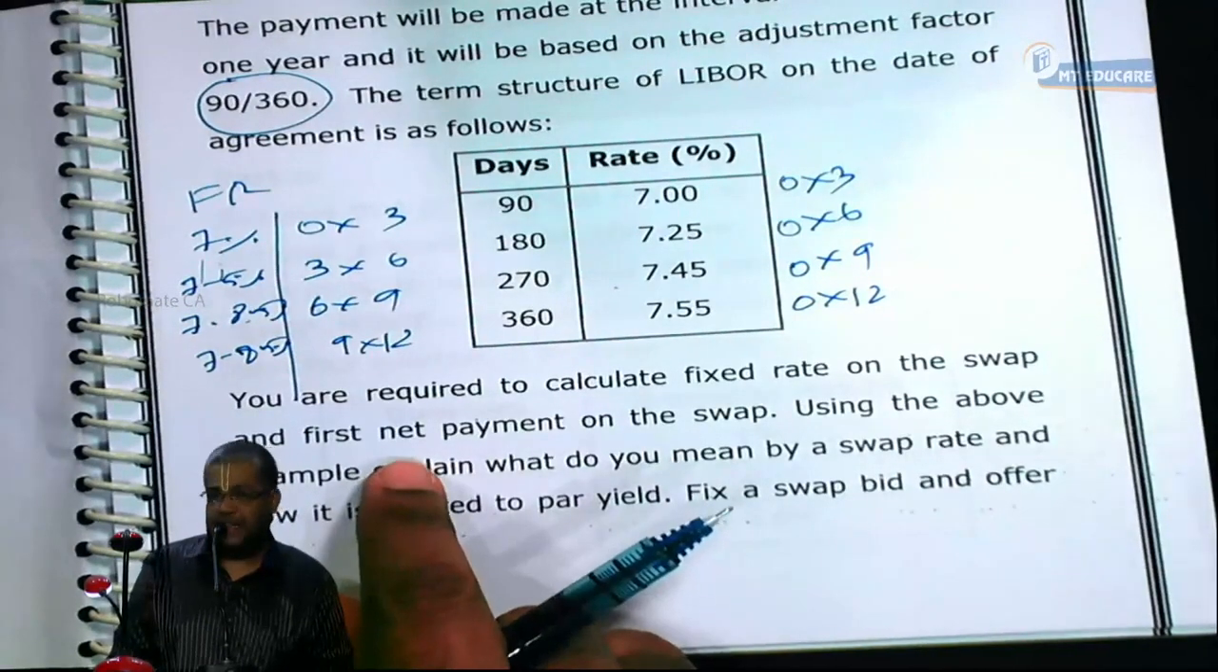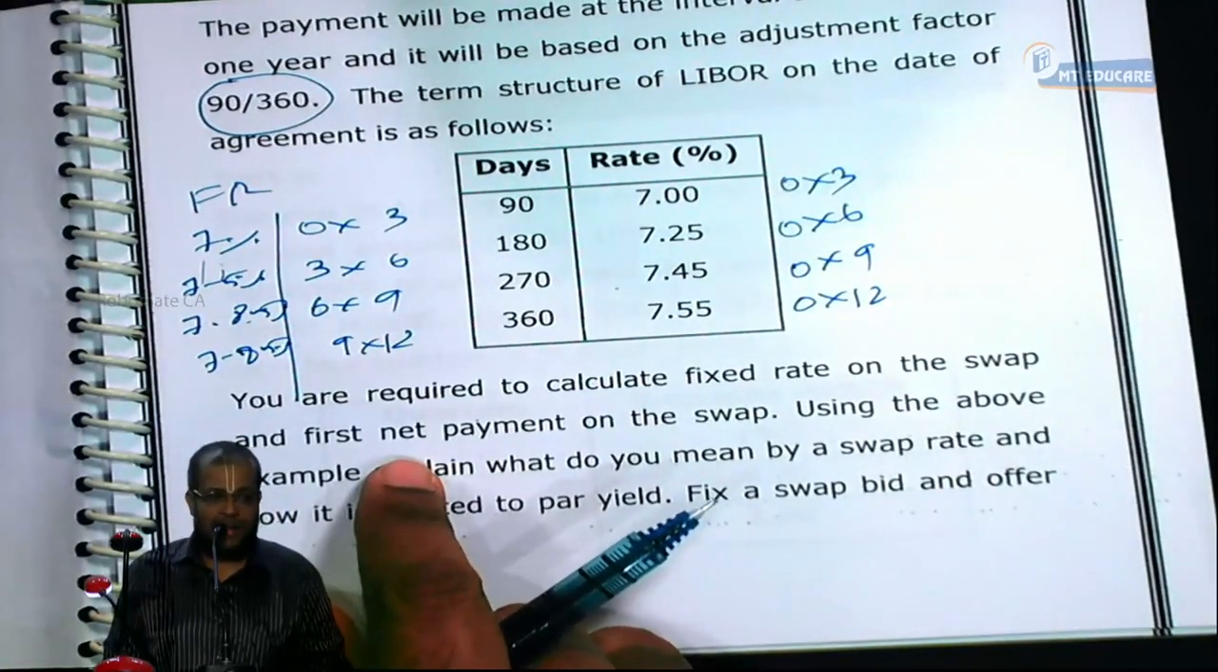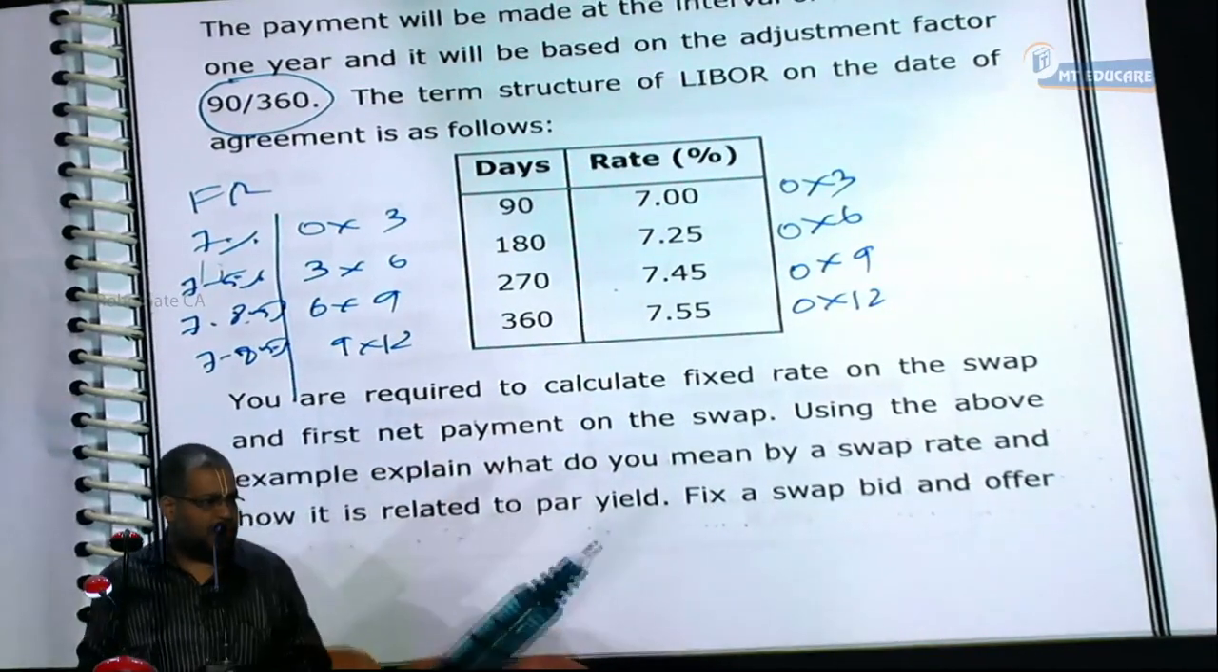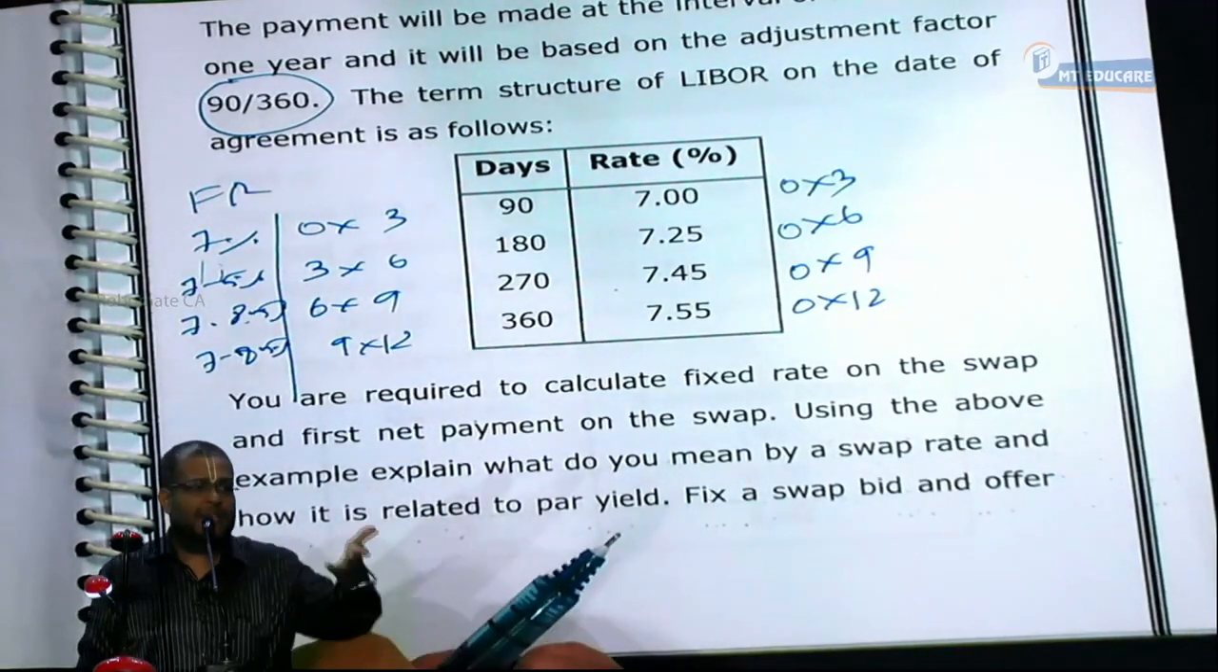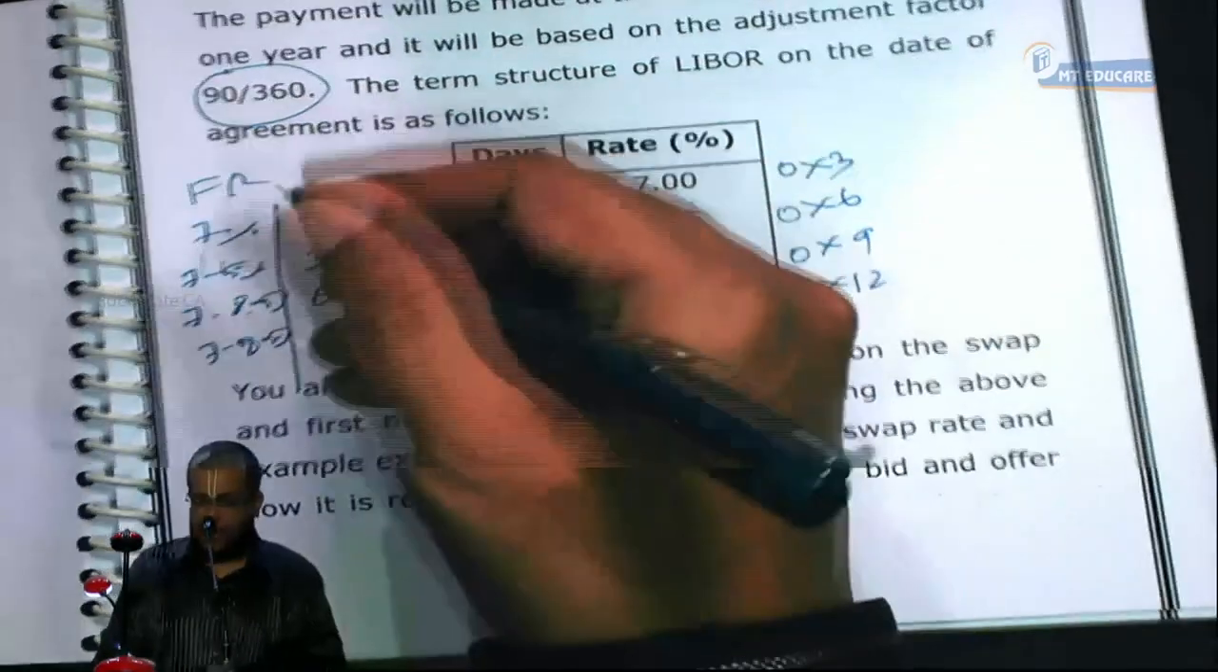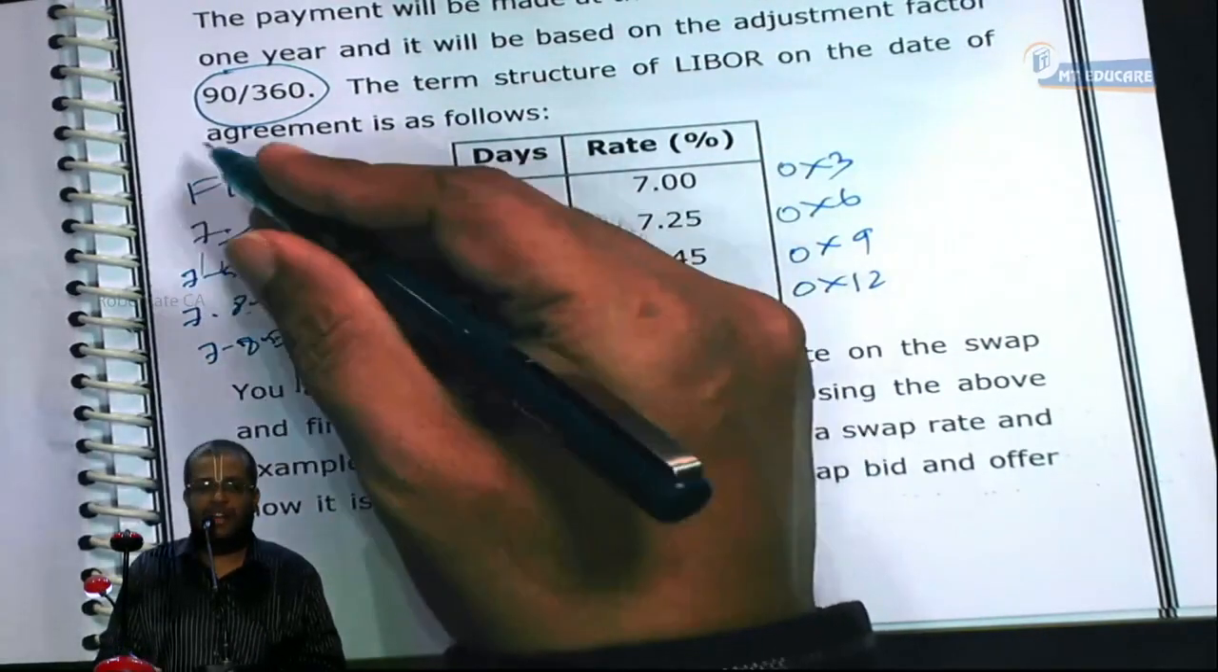Always what? On reset dates. Should be what value? Par value. That will be 100% sure. Should be always what value? Par value. It always pays the current yield. What I am saying is, on the reset date, this floating rate bond value should be what?